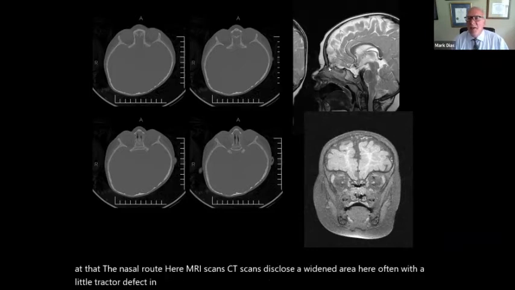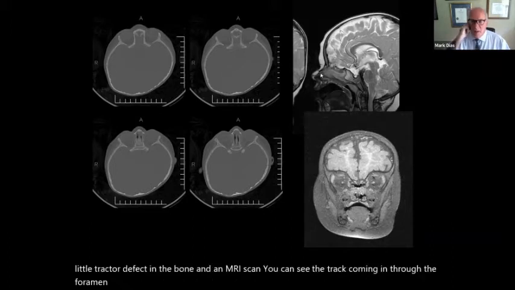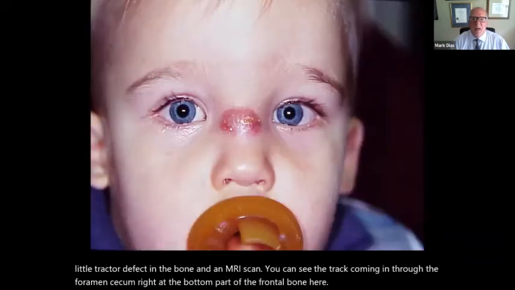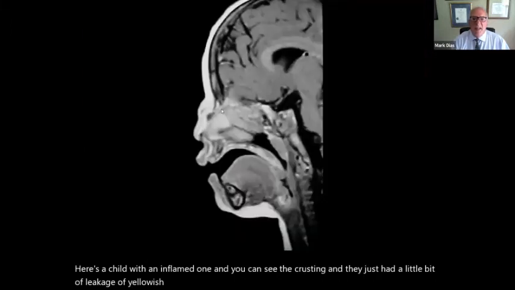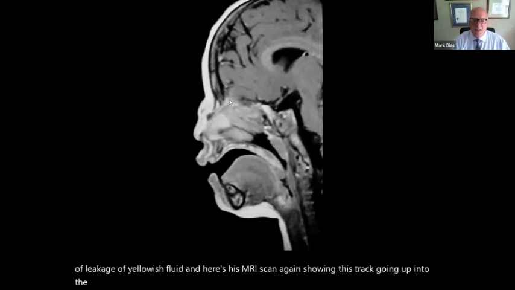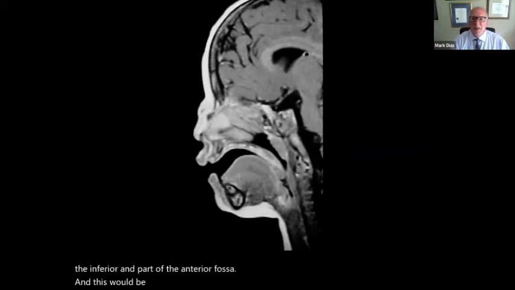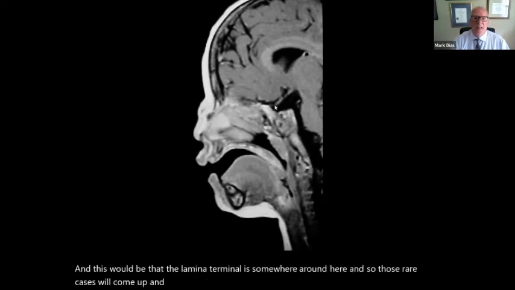And on MRI scan, you can see the tract coming in through the foramen cecum right at the bottom part of the frontal bone here. Here's a child with an inflamed one, and you can see the crusting, and this had a little bit of leakage of yellowish fluid. And here's his MRI scan, again, showing this tract going up into the inferior part of the anterior fossa. And this would be the lamina terminalis somewhere around here. And so those rare cases will come up and insert or attach onto the lamina terminalis.